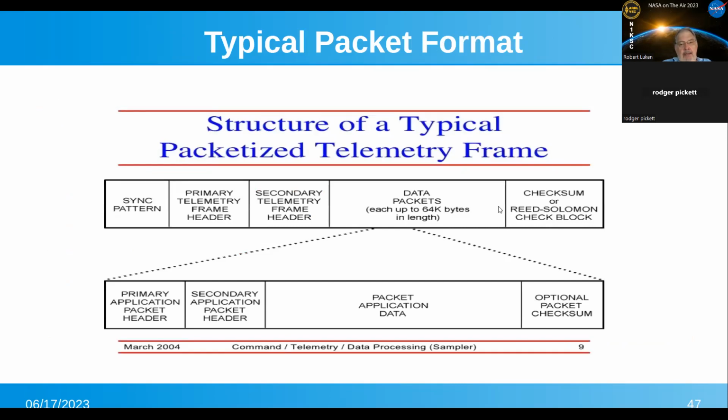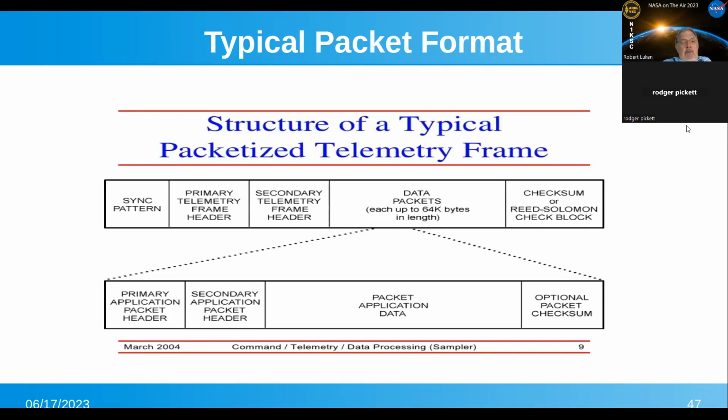There's a typical packet structure where you've got some sort of sync, which you need in order to decode the bits. Different frame headers. The actual data is in this field, and it's got some sub information headers and checksum and stuff in there. And then there's an overall checksum or a Reed-Solomon code, similar to Hamming.